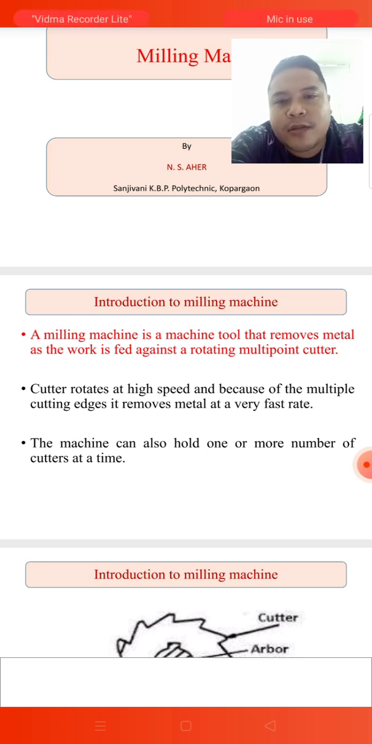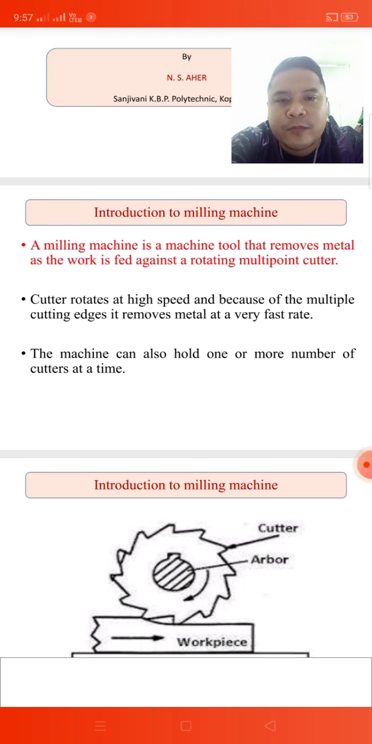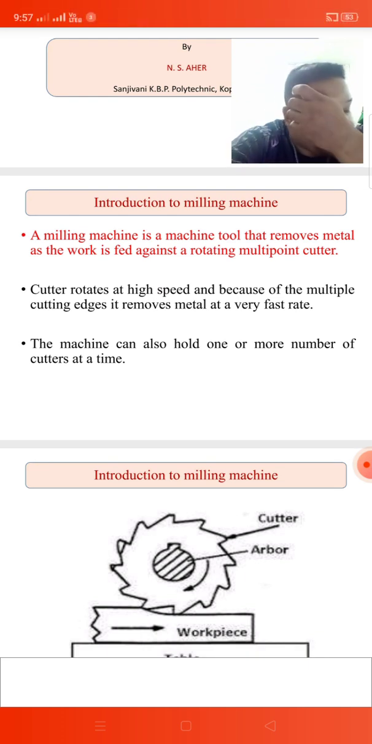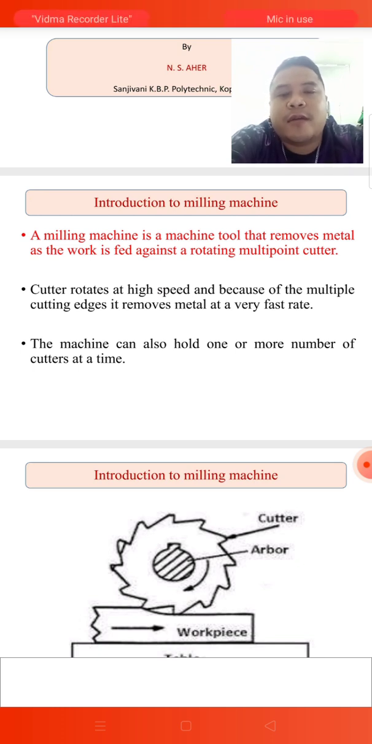Okay, let's start. Let's proceed to our introduction. So what is a milling machine? A milling machine is a machine tool that removes metal as the work is fed against a rotating multi-point cutter. So it is also a machining tool in the machine shop.